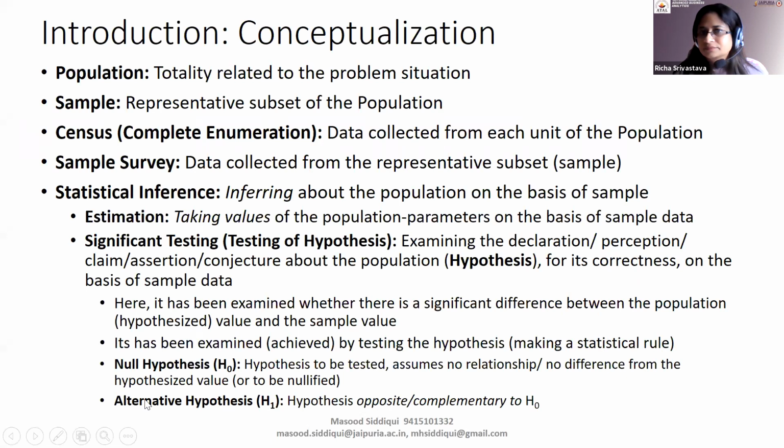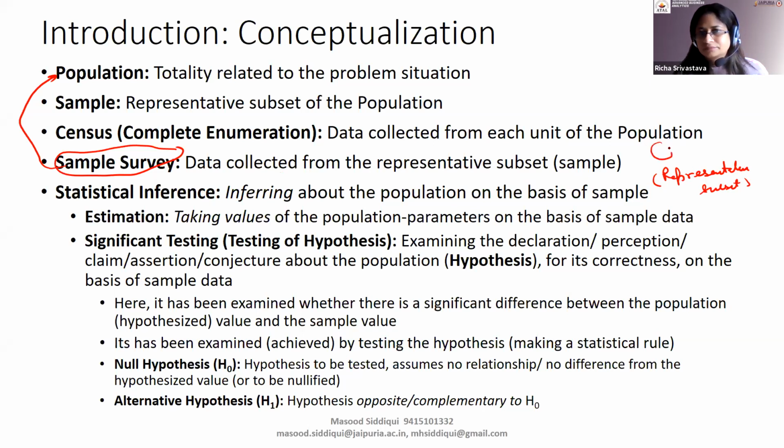The first part is related to conceptualization. Whenever we go for data analysis or data analytics, we have data from a sample only, and we want to draw inference on the population. So statistical inference means inferring about the population on the basis of the sample only. Why is this required? Though we say the sample is a representative subset of the population, representative subset never means it is a perfect replica of the population. It can never be a perfect replica.